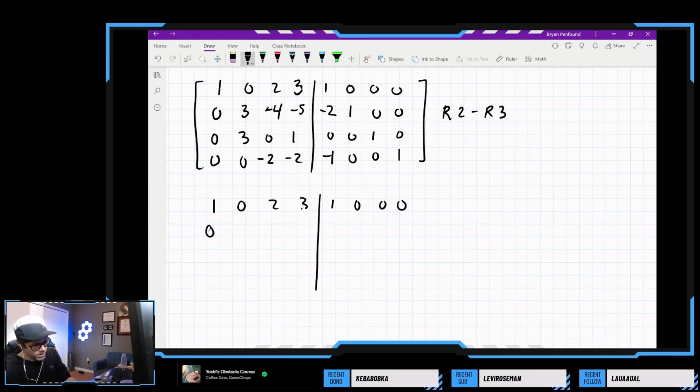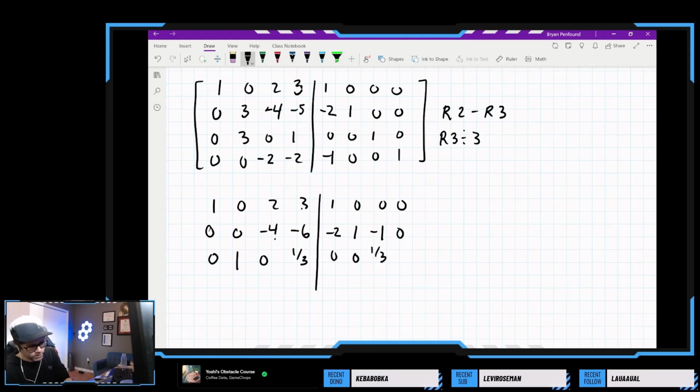Okay, so this would be 3 minus 3 for 0, negative 4 take away nothing, and negative 5 minus 1. Negative 2 take away 0, 1 take away 0, 0 take away 1, and 0. I guess while we're here, we could do the division by 3 right now. So let's take row 3. Let's go ahead and divide by 3 now. So 0, 1, 0, a third, 0, 0, a third, and 0.